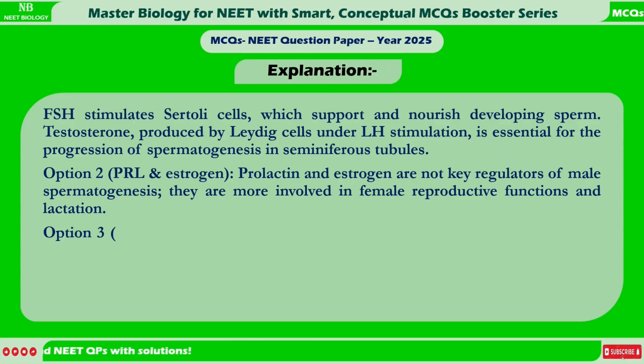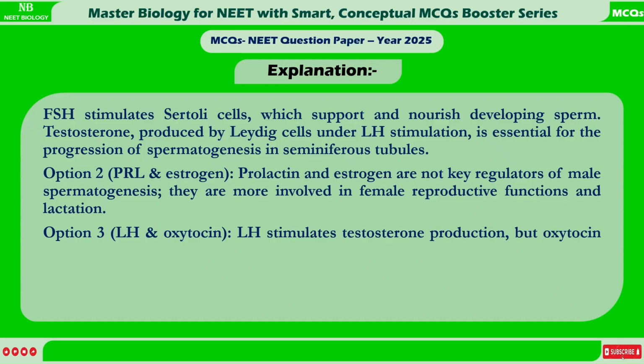Option C, LH and oxytocin. LH stimulates testosterone production, but oxytocin plays a role in ejaculation, not spermatogenesis.